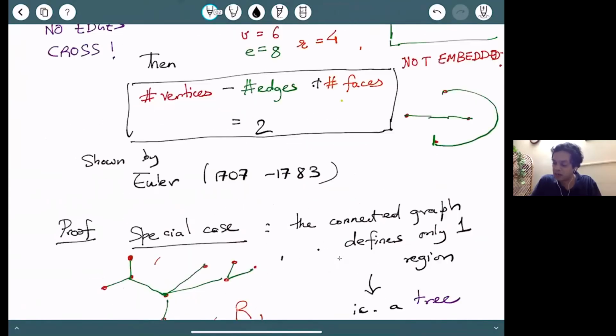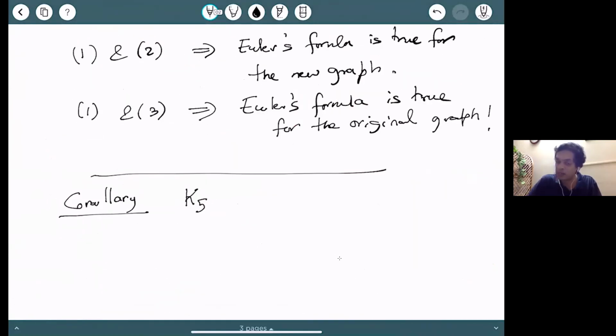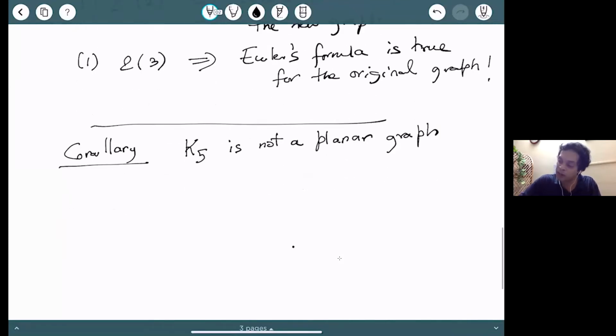So this fact about Euler's formula is used all over the place. One of the consequences is to show that K5 is not a planar graph. I'll explain what K5 is. K5 is a graph where you have 5 vertices. It's a complete graph, the 5 vertices and all edges between them. So all possible edges you have to take.